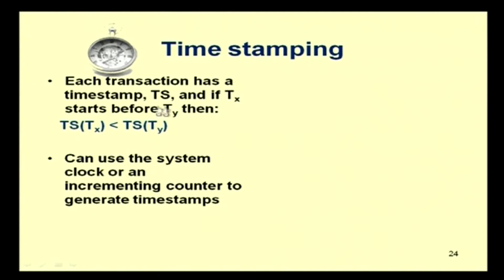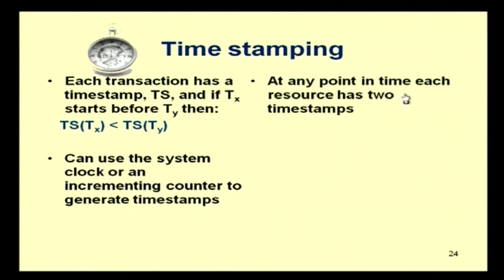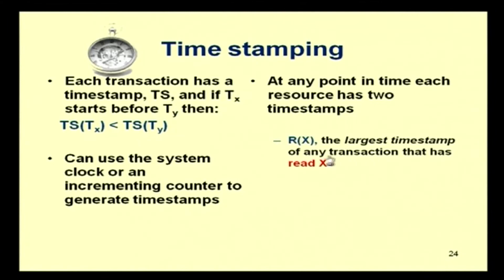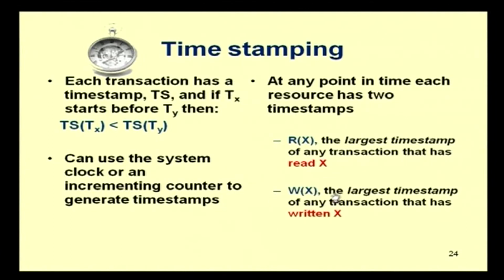Each transaction has a timestamp Ts, and if Tx starts before Ty, then the timestamp of transaction Tx is less than the timestamp of transaction Ty. You can use a system clock, or you can use an incrementing counter to generate the timestamps. At any point in time, each resource has two timestamps: Rx, the largest timestamp of any transaction that has read x. So, this timestamp is associated with the resource. And Wx, the largest timestamp of any transaction that has written x. So, these are the two, Rx and Wx.